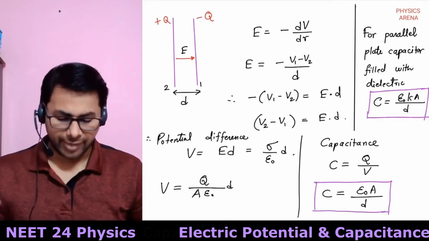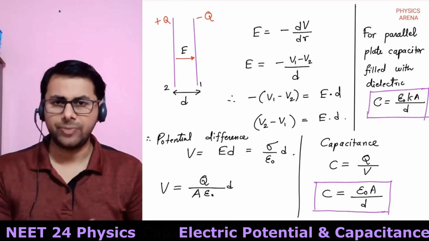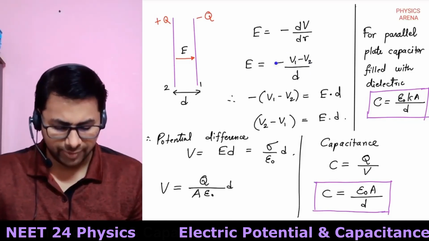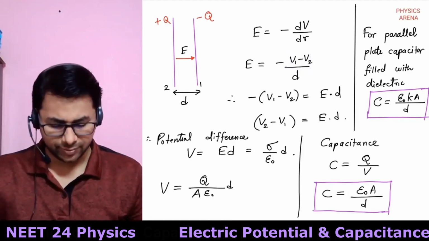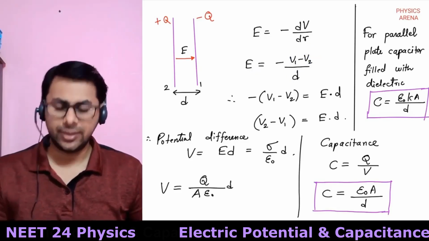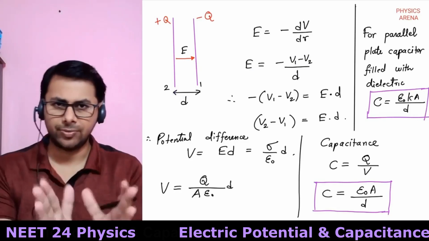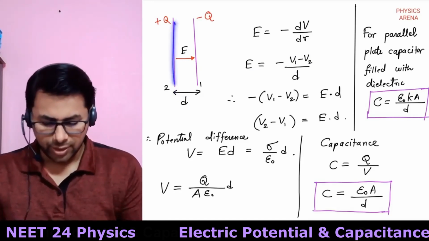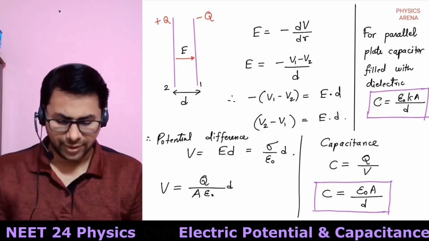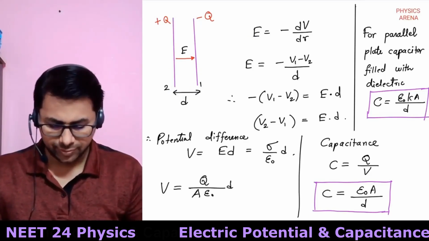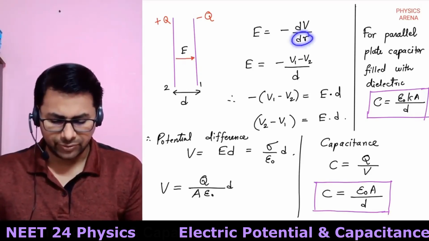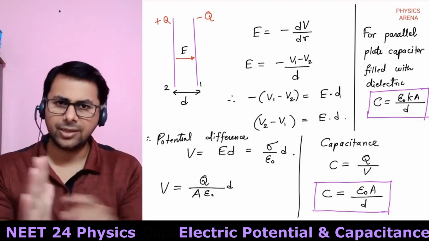But how much is the magnitude of this potential difference? That we want to find out. So E is equal to, we can say, minus of (V1 minus V2) by D. So V1 minus V2 will be equal to E times D. What is D? D is the separation between the two plates. So E is the potential difference divided by distance, right? E is constant, that's why, instead of taking the derivative, we can just say it is the potential difference divided by distance.